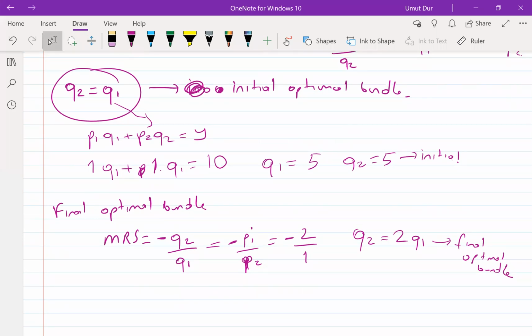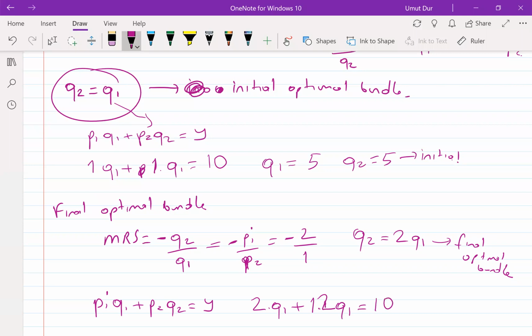Then if I plug this into the budget equation, P1 prime, the new price, times Q1 plus P2 times Q2 is equal to Y. Here P1 prime is 2 times Q1 plus P2 is still 1 times Q2. Instead of Q2, I will write 2Q1, which is equal to 10. Then I have Q1 equal to 2.5. Doğru yaptık değil mi? Buraya kadar bir sıkıntı yok.